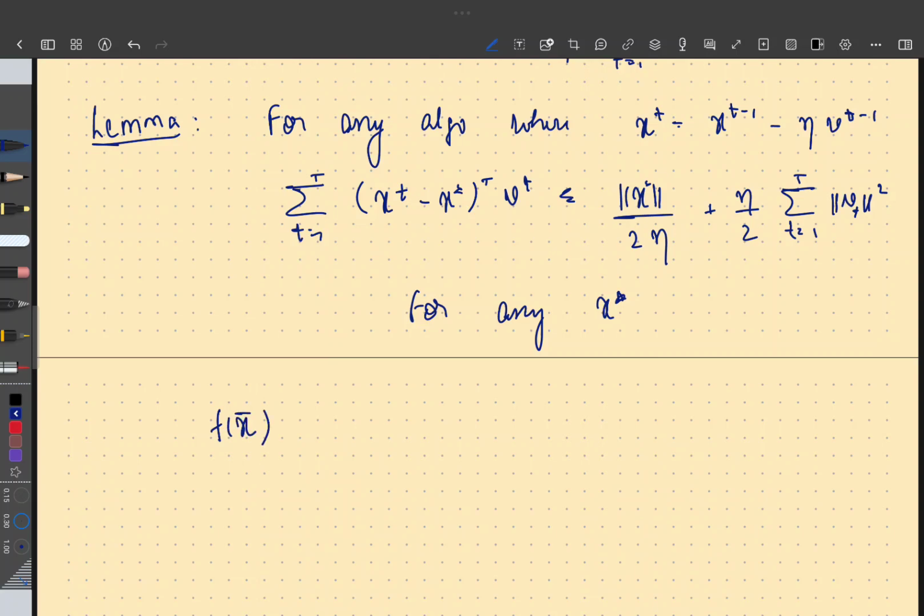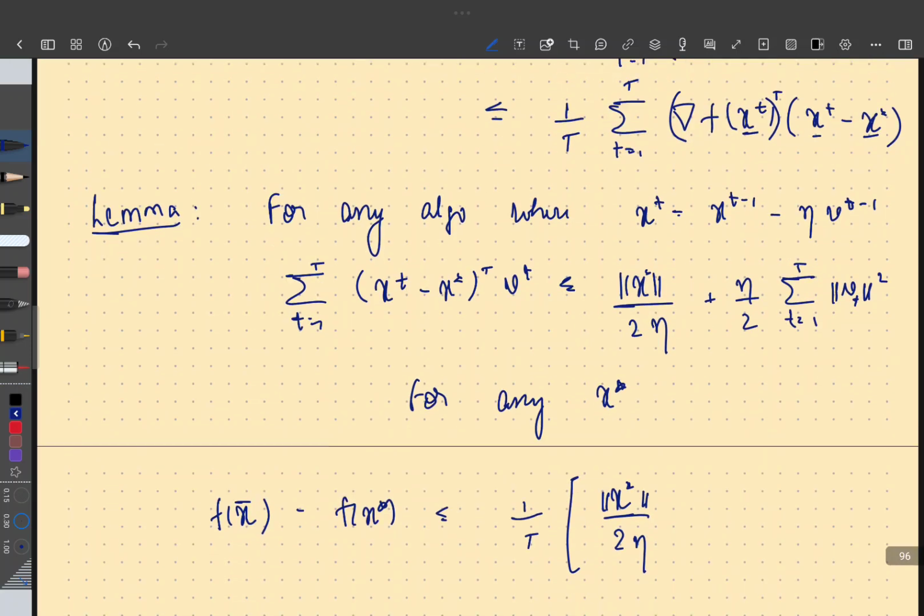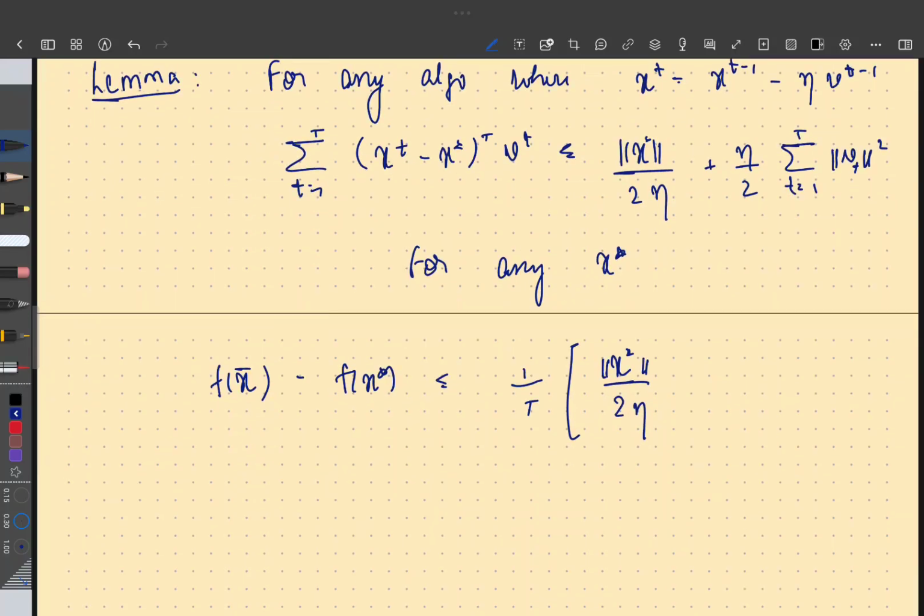if we just apply this lemma, we would get f of x bar minus f of x star to be less than or equal to 1 over T times norm x star squared by 2 eta plus eta by 2 times summation t equal to 1 to capital T norm v_t square. So that's norm gradient f of x_t square.